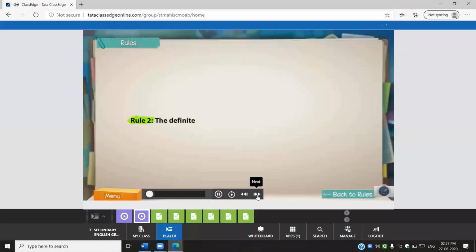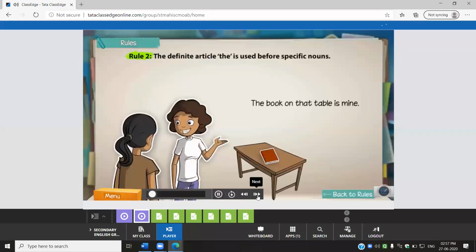The definite article the is used before specific nouns. In this sentence, the noun book refers to a specific book, the book on that table, so the definite article the is used.